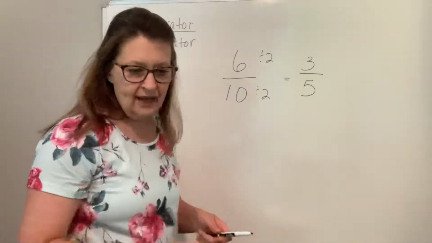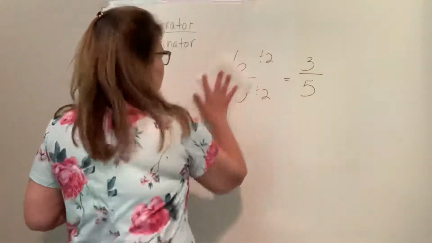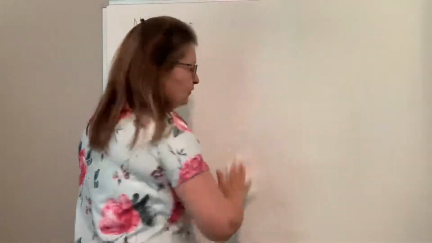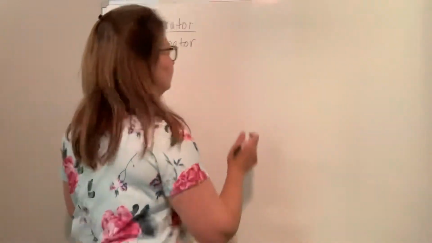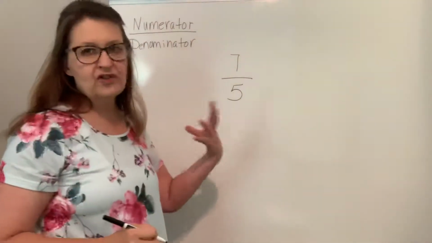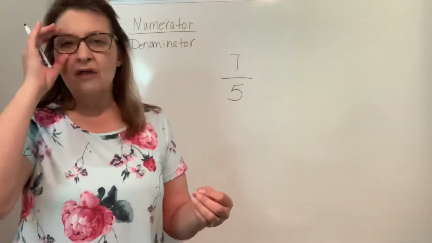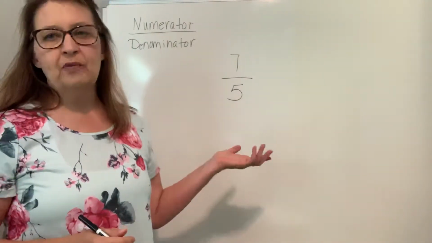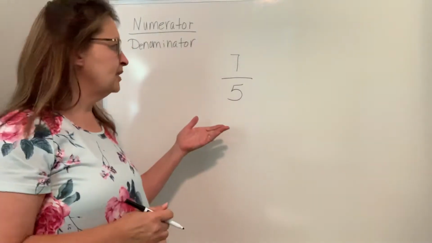Next, let's look at the difference between proper and improper. An improper fraction is a fraction where the top number is larger than the bottom number. So in this example, 7/5. 7 is obviously bigger than 5.